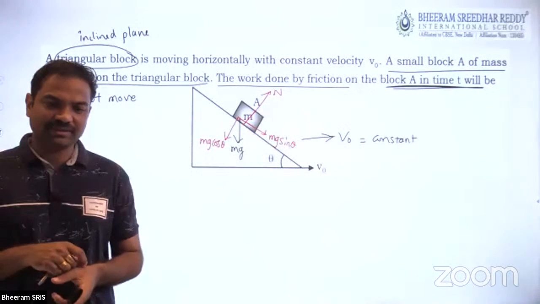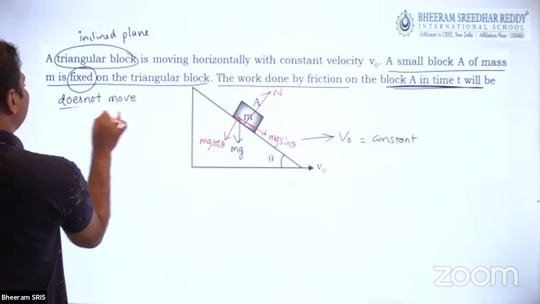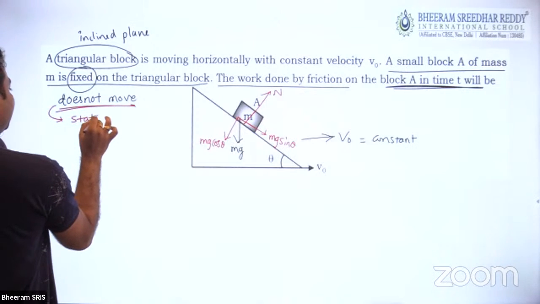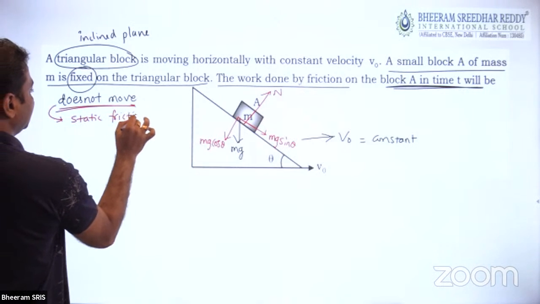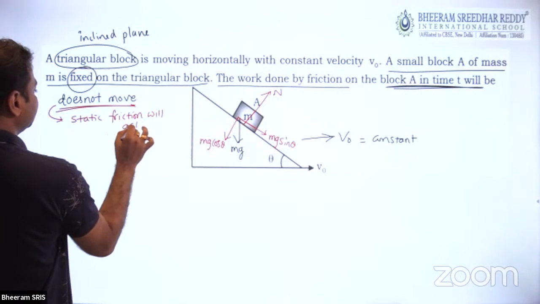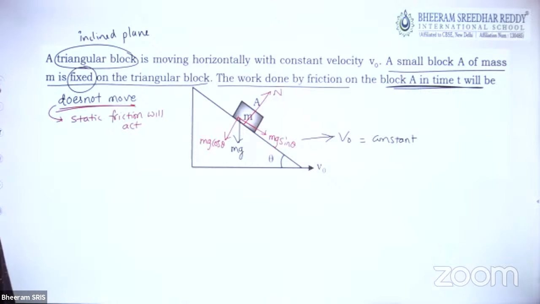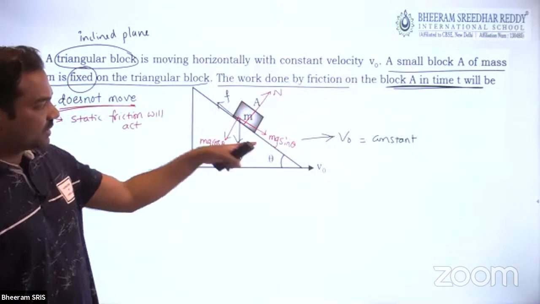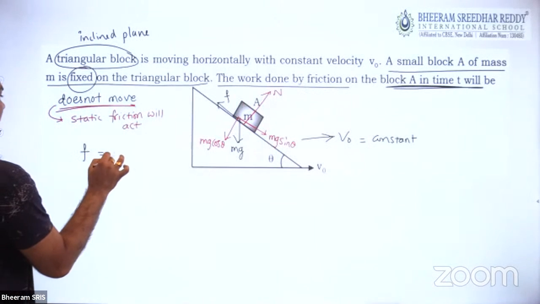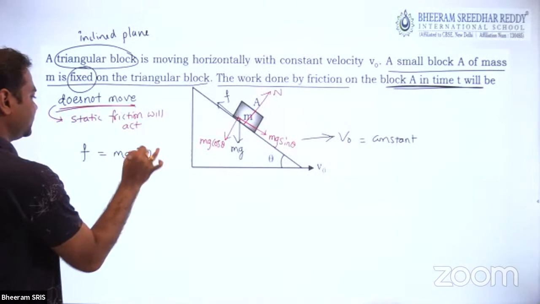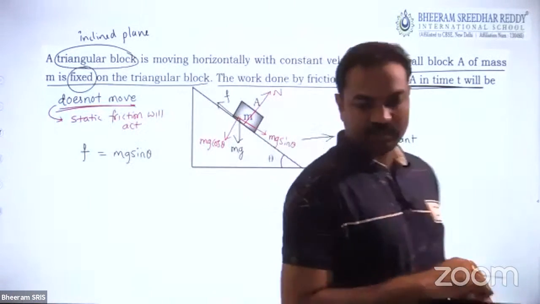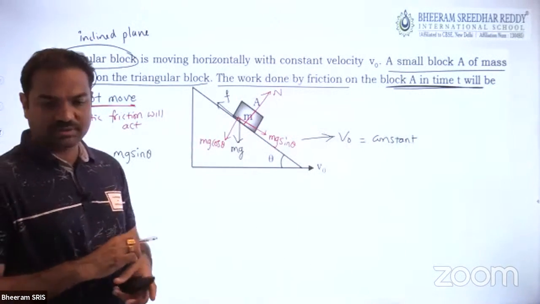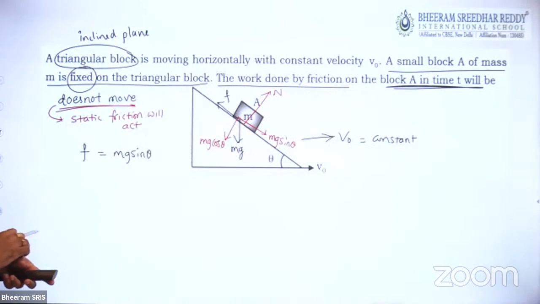No, we cannot write that. Why? Because the block does not move. Does not move means what friction force will act? Static friction will act. Static friction will be equal to the applied force. Then what is the friction force value equal to? The friction force value is equal to mg sin theta. Don't apply the formula; you can apply it for kinetic friction only, not for static. Static friction is equal to the applied force. So the friction force value is equal to mg sin theta.